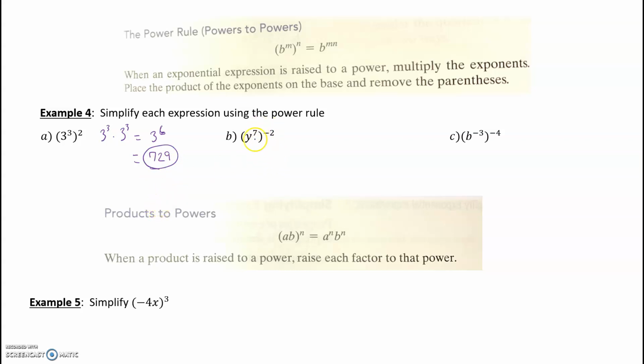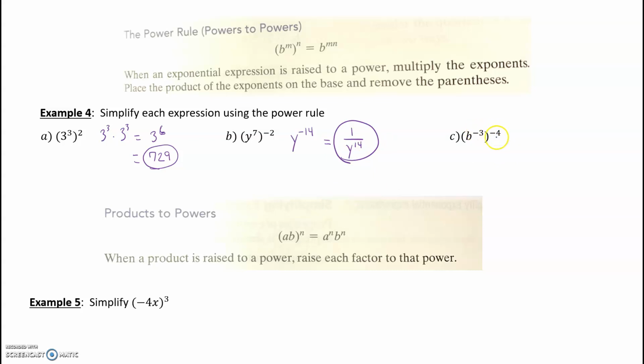Now this one's got a little bit of everything. Again, power to a power, you multiply. Why? 7 times -2 is -14. And in your final answer, you're never going to leave a negative exponent. So we're going to go ahead and make that positive. Take the reciprocal. All right, put it in the denominator to make it positive.